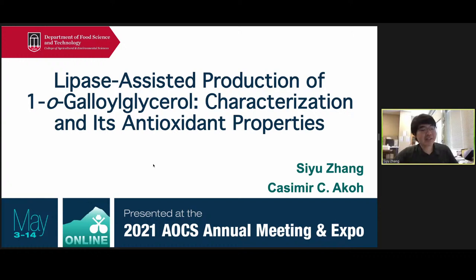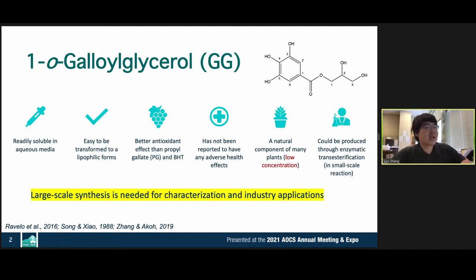Hi everyone. Today I'll be talking about the characterization and antioxidant properties of a new compound we synthesized, 1-O-galloyl-glycerol. It's been synthesized using lipase-assisted production. And 1-O-galloyl-glycerol, as you can see here in the structure, is an ester between gallic acid and glycerol.